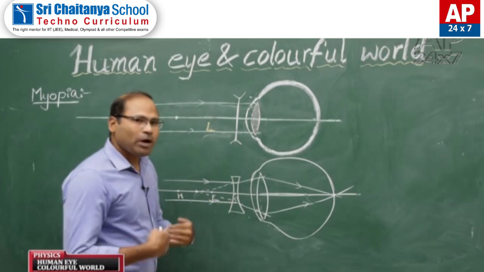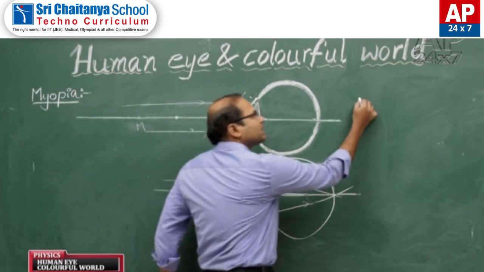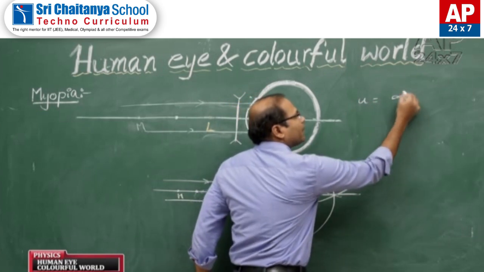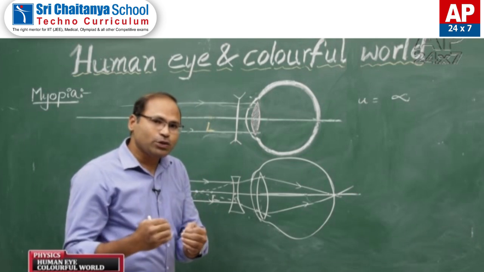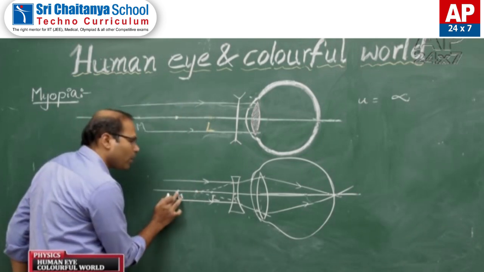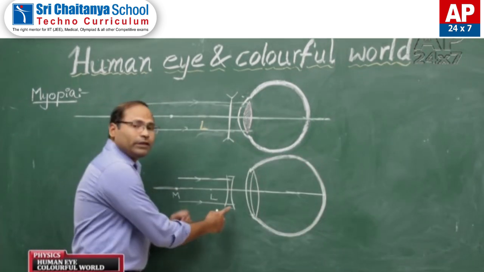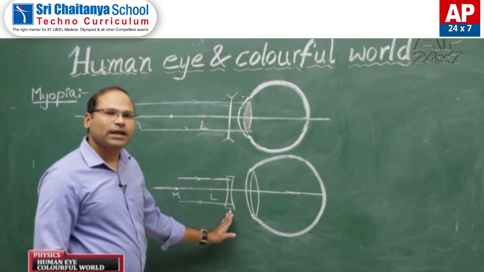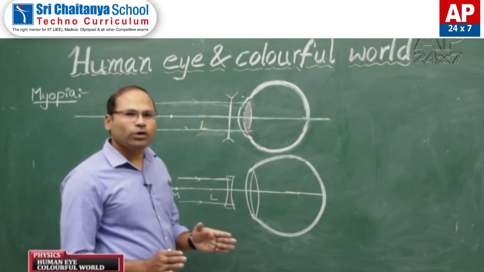Suppose I am observing an object which is at infinite distance. So, the object distance is infinity, and where should the image form? Let us suppose the image should form here at M. How can we decide the focal length of the concave lens that should be used to correct the defect? I will explain the question.